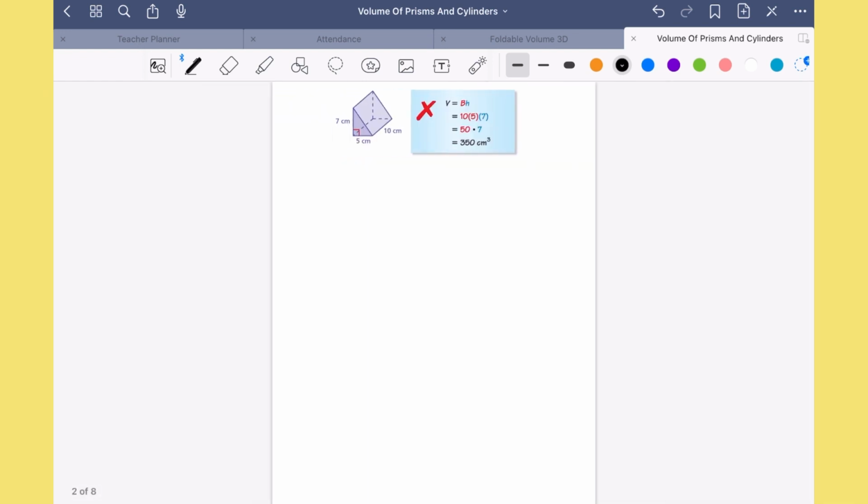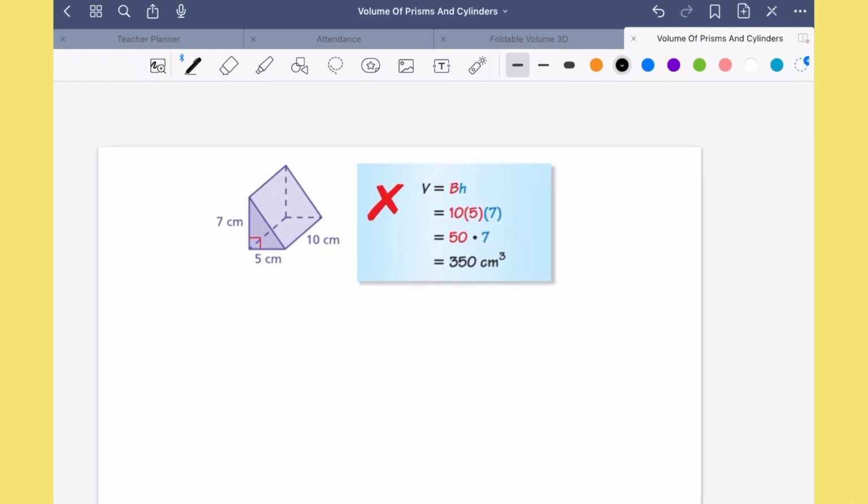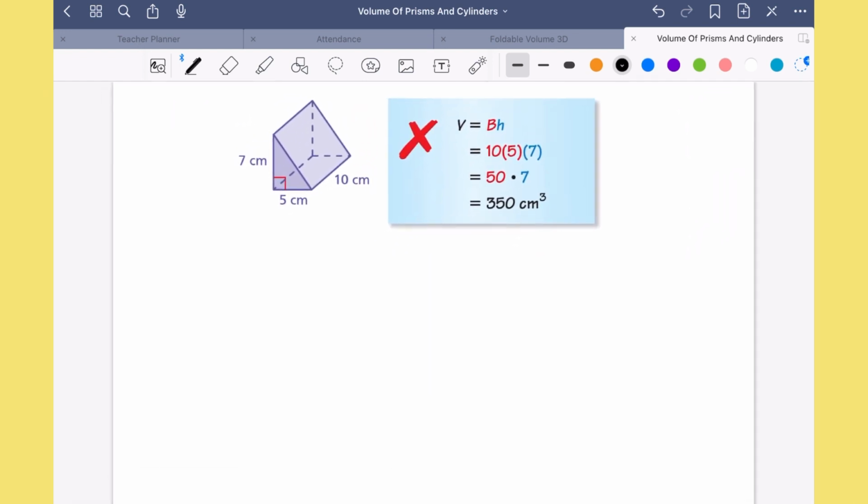So we're going to do some problems. I'm going to start with this one. This is a triangular prism. And in this problem, there is an error. So I want you to find the error and then correct it, and make sure that you write down the right volume.